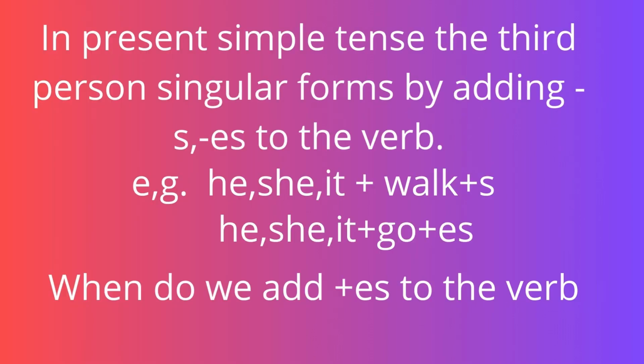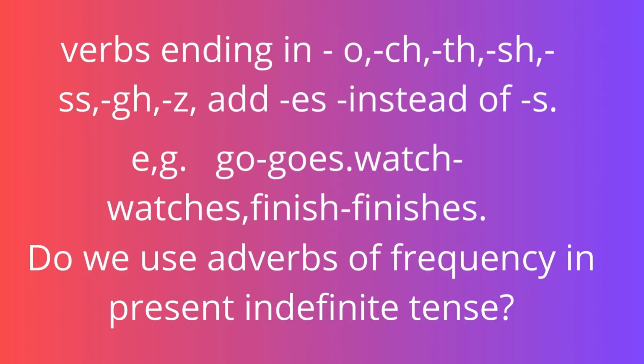In the present simple tense, the third person singular is formed by adding s to the verb. For example, he, she, it plus walk plus s. He, she, it plus go plus es. When do we add es to the verb? With verbs ending in ch, sh, o, s, we add es instead of s. For example, go goes, watch watches, finish finishes.